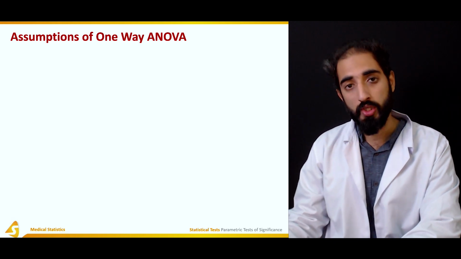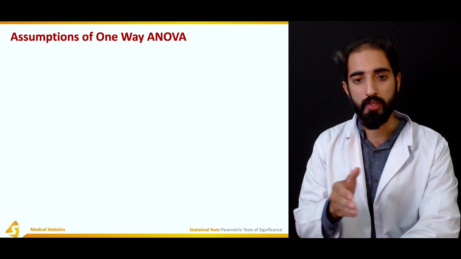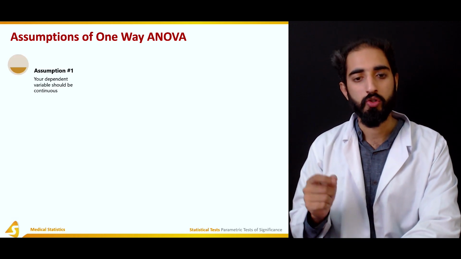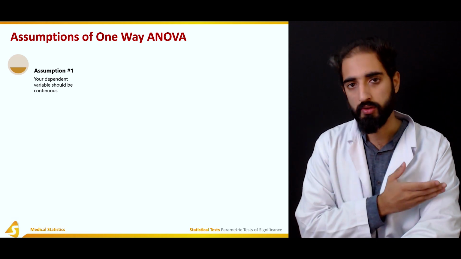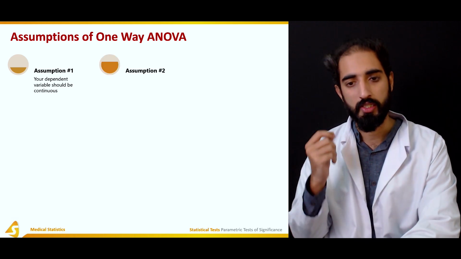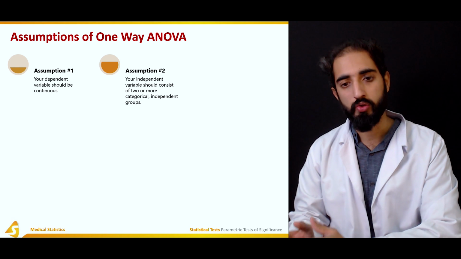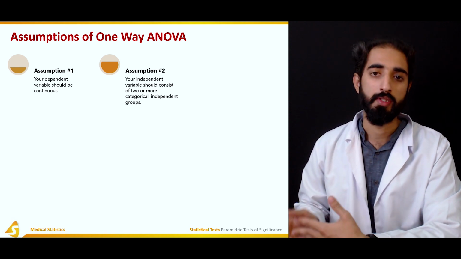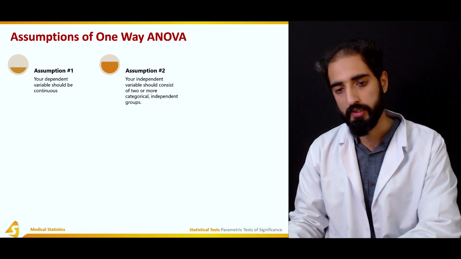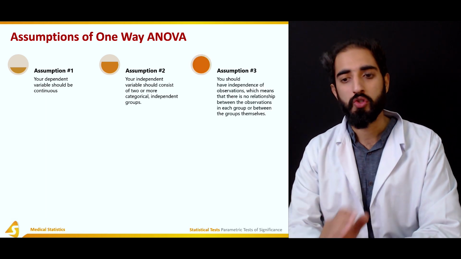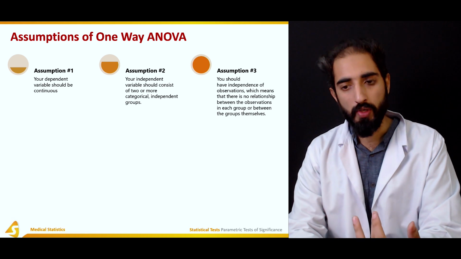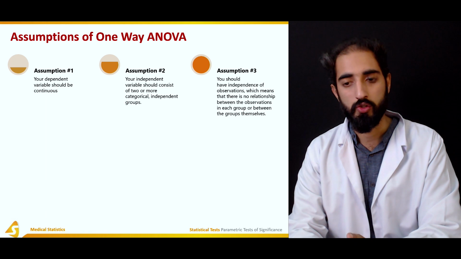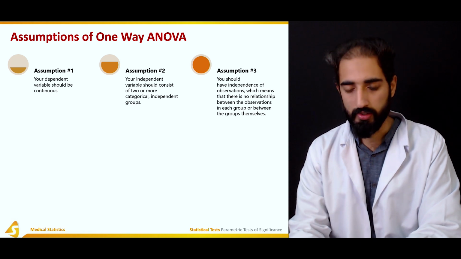Now, what are the assumptions that need to be fulfilled before we can use one-way ANOVA? Number 1 is your dependent variable should be continuous, similarly to independent and paired t-test. Assumption number 2, your independent variable should consist of two or more categorical independent groups, just like the independent t-test. Assumption number 3, you should have independence of observations, which means that there is no relationship between the observations in each group, similar to independent t-test.